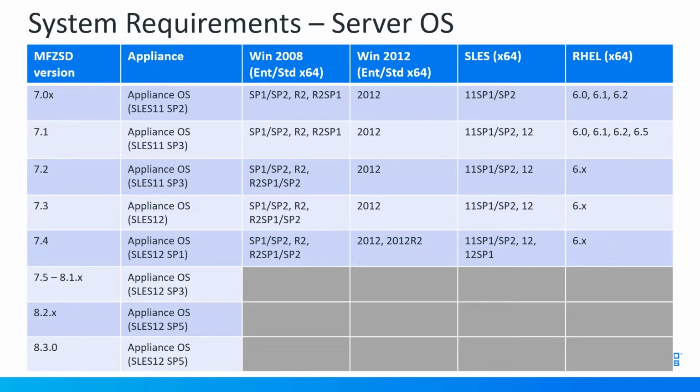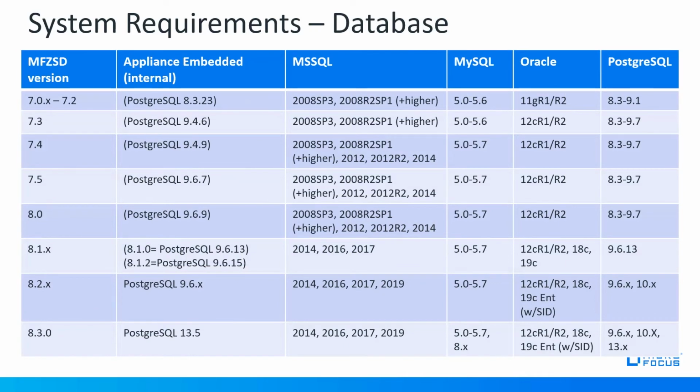System requirements: it gives you the system requirements here as we show different versions of 8.3 all the way back to 7.0. And then the system requirements on the database show you which databases are supported through each version. Again, if your database isn't supported in the version you're going to, upgrade the database first and then do your upgrade of the appliance.